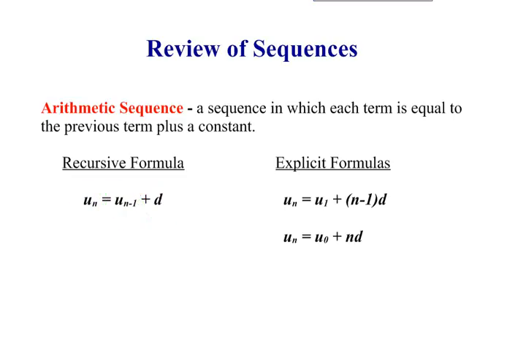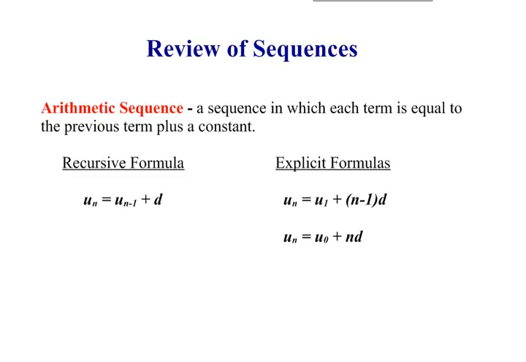Then the explicit formulas we use whenever we want to find an explicit term or a specific term without having to find all the terms before it. So in this case, we have two options with these formulas. We have u sub n equals u sub 1 plus n minus 1 times d. And then we have u sub n equals u sub 0 plus nd. Obviously, the top formula uses the first term, u sub 1, and the bottom formula uses the initial term, u sub 0.